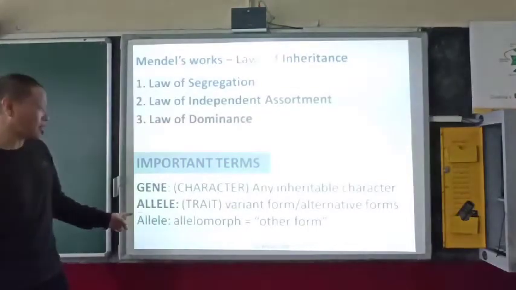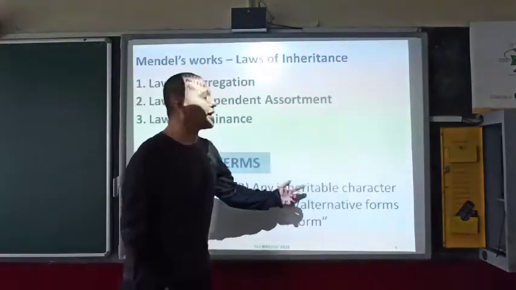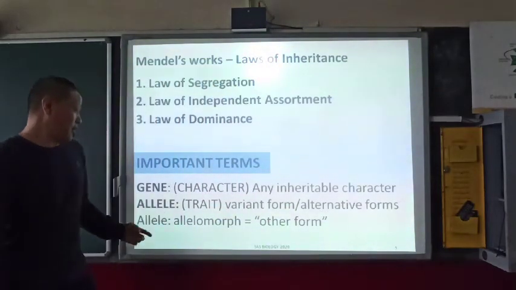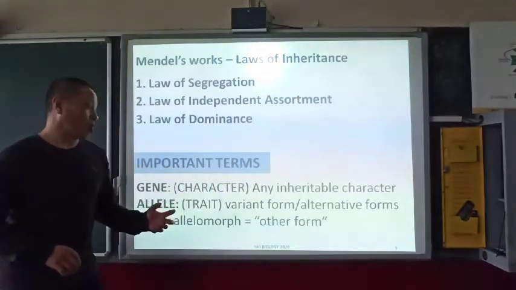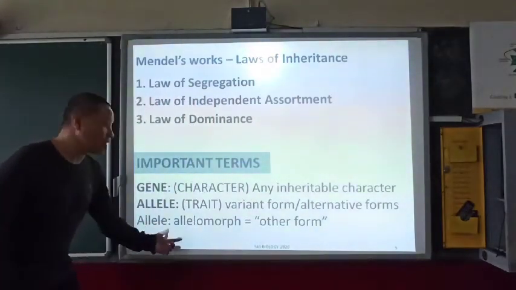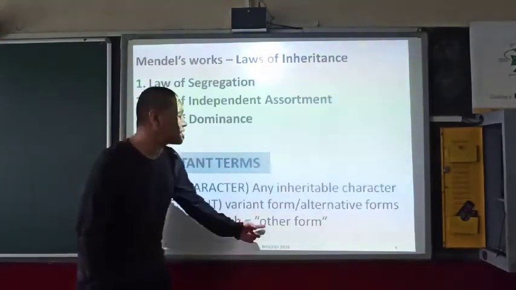Gene and allele. Gene is the character. Gene or character is any inheritable feature or character, whereas allele is the variant form or the alternative forms of a character. Allele actually is the shortened form of allelomorph, which actually means the other form.